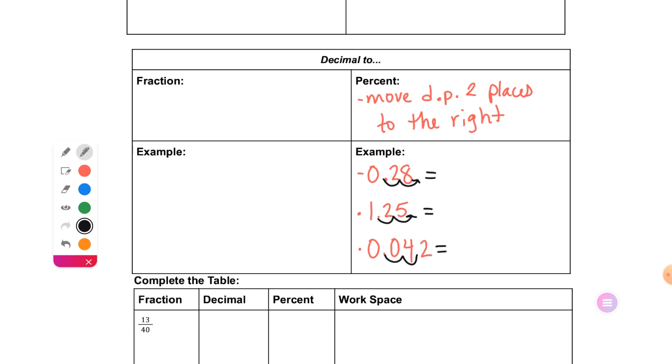What? Bryce, help her out. It's 28%, because my new decimal point would be right there. Okay, so it's 28%. Lexi, what about the next one? 125%. Brady, what about the last one? It'd be 4.2%. Yeah, just 4.2%. So there can be decimals in percentages. Okay, they don't all come out pretty.